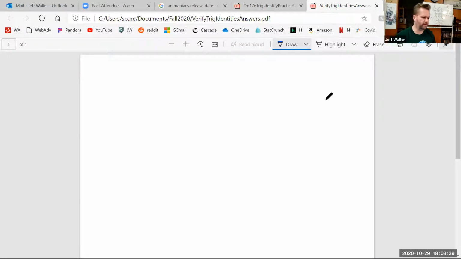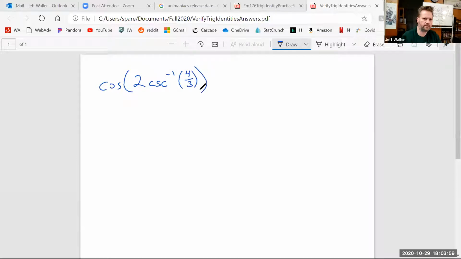So let's do another example of this kind of problem that we just did. Let's see, let's do one like this. Cosine of twice, what, Jeff? Inverse cosecant of 4/3. I like it.